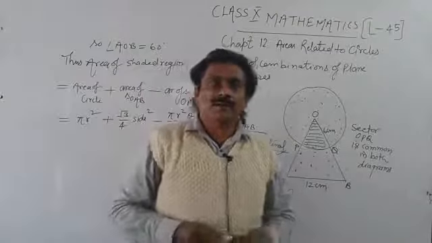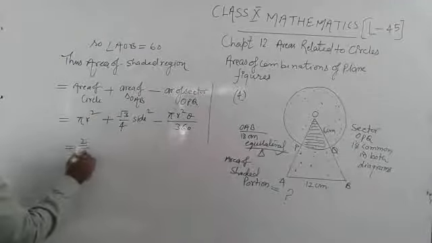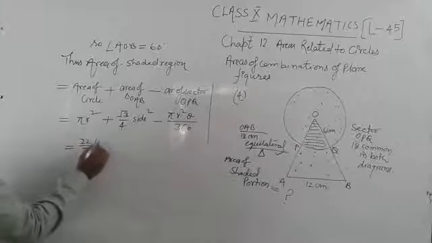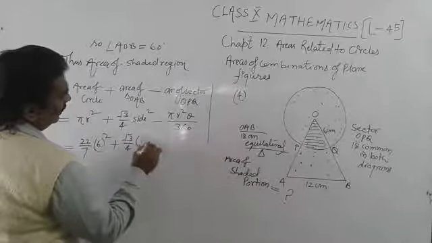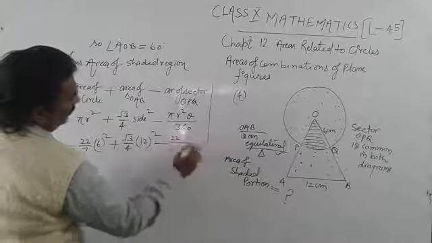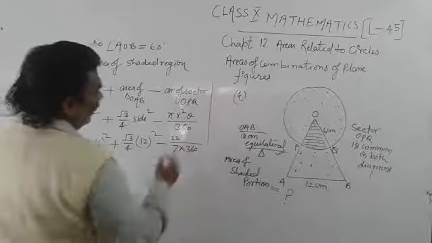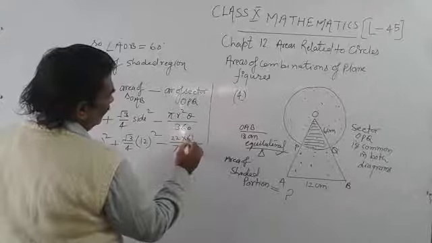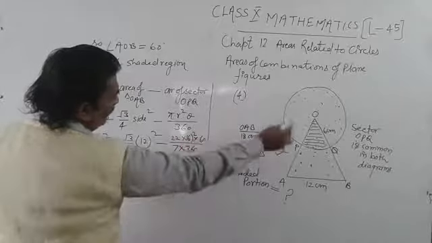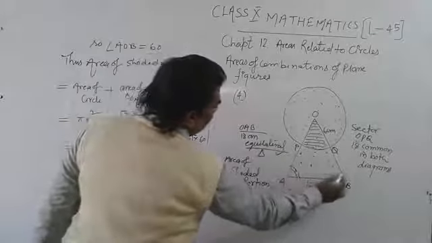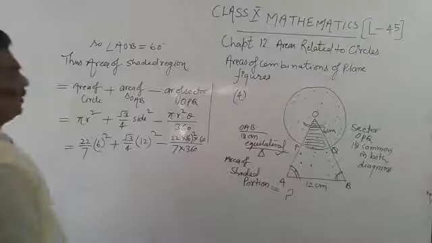So students, this is the hint especially. Now you can solve also using 22/7 as pi, and r square means 6 square, plus root 3 upon 4 into side of triangle 12 centimeter square, minus pi 22/7 upon 360, and r square, that is 6 square multiplied by 60. Why 60? Because each angle of this triangle will be 60 degree. Okay.